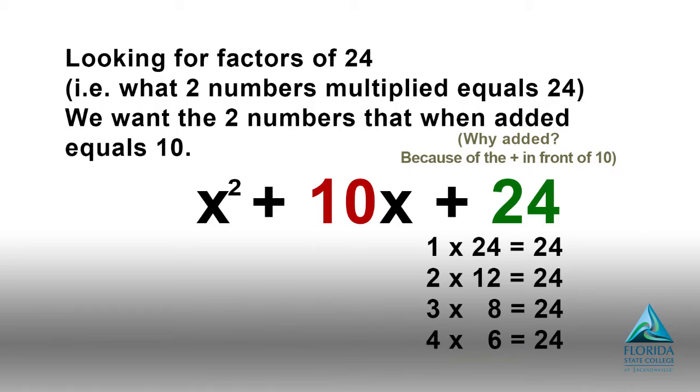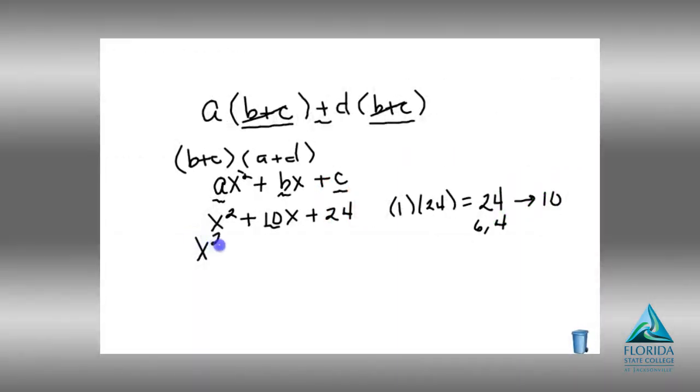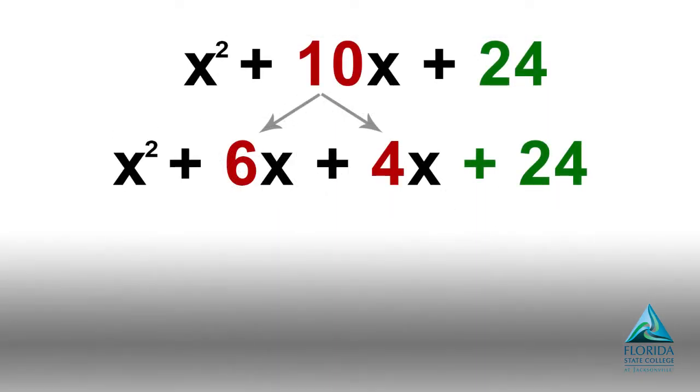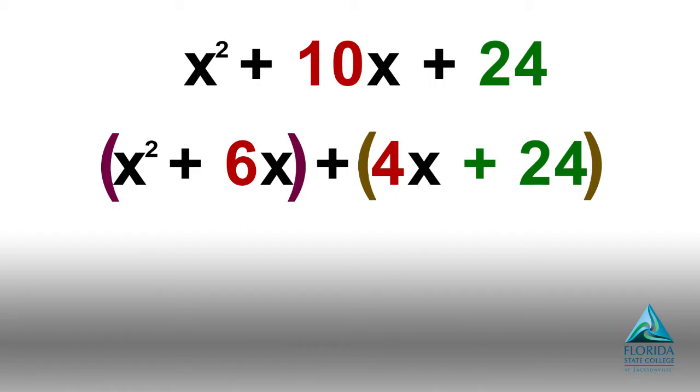Well, those numbers, and there are several that we could consider, but the obvious answer, the quick answer, would be 6 and 4. So let's use these two magic or special numbers to break up our middle term. So we're going to break this up into x squared plus 6x plus 4x plus 24, and then we're going to group the first two terms and the last two terms, and we're going to go back and factor out the greatest common factor from each of these.